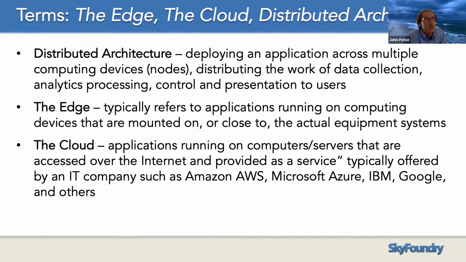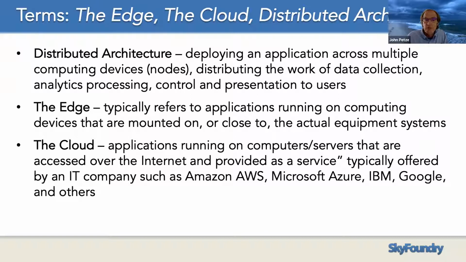The term distributed architecture really means that we're going to deploy an application across multiple computing devices, multiple computers. Let's refer to them as nodes. That way we're going to distribute the work of data collection, connecting to external systems, the work of analytics, calculation, and processing, and the work of control, and finally, presentation of results and information to the user. It's not all going to be on one device.